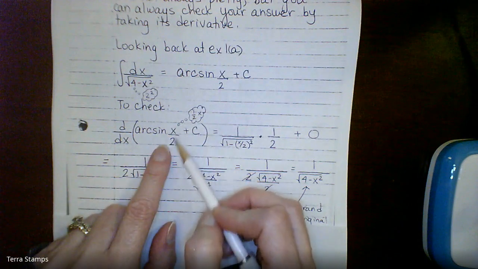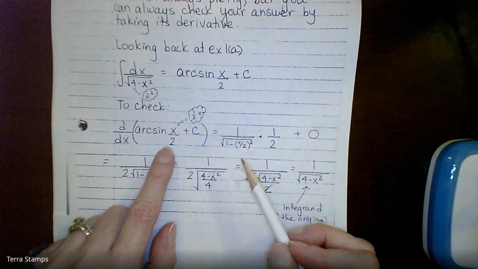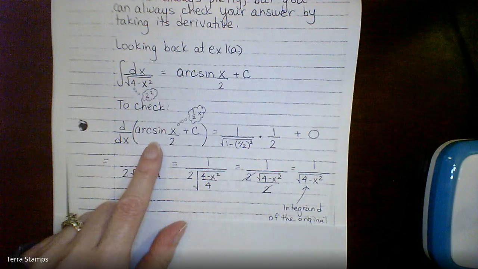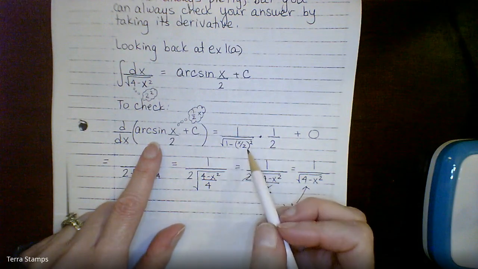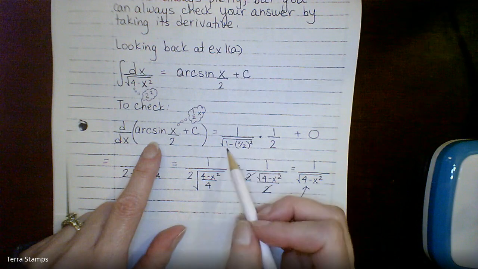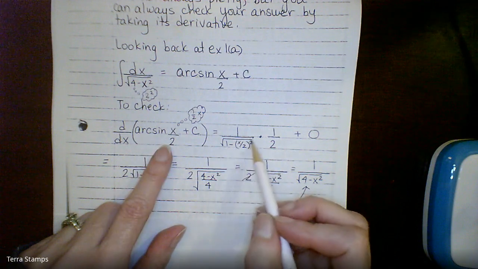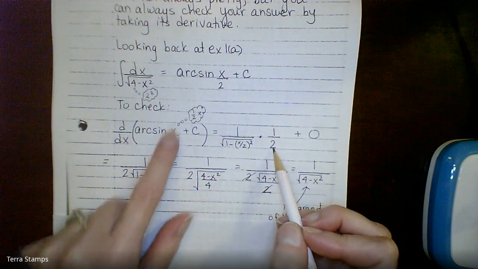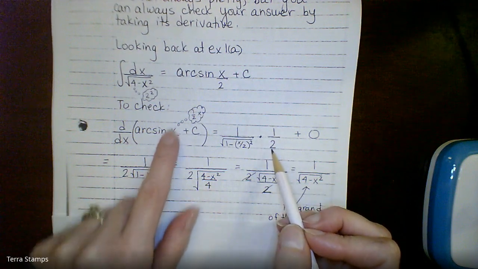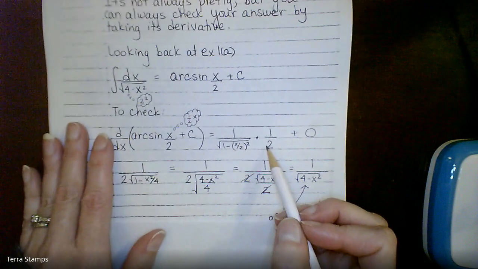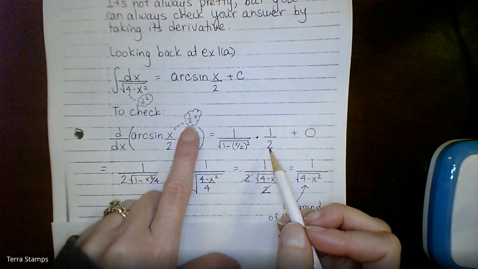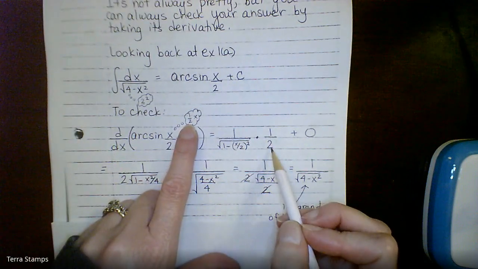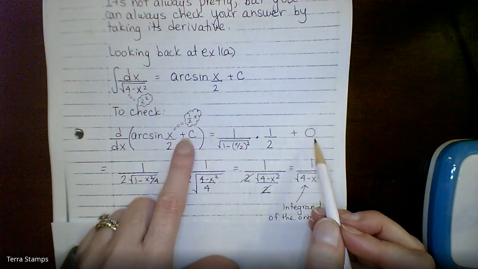Now, remember, x over 2 is the same as 1/2 x. So when I take that derivative, I'm going to have to use the derivative rules from the previous section. That's going to be 1 over the square root of 1 minus u squared, times the derivative of u. The derivative of this x over 2, because it's a 1/2 x, is just 1/2. And then plus 0, that's the derivative of c.